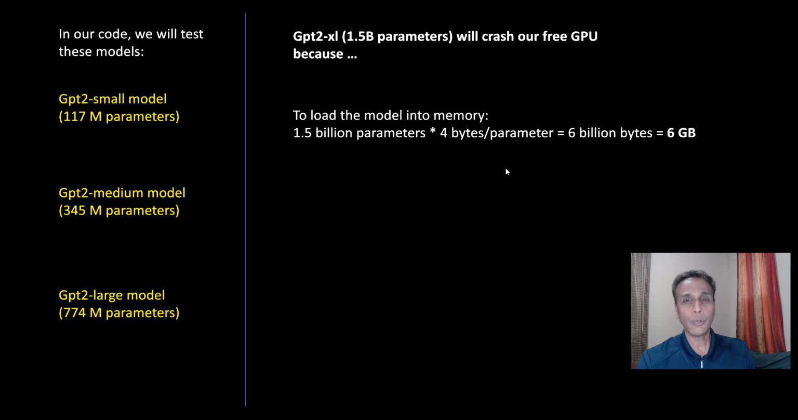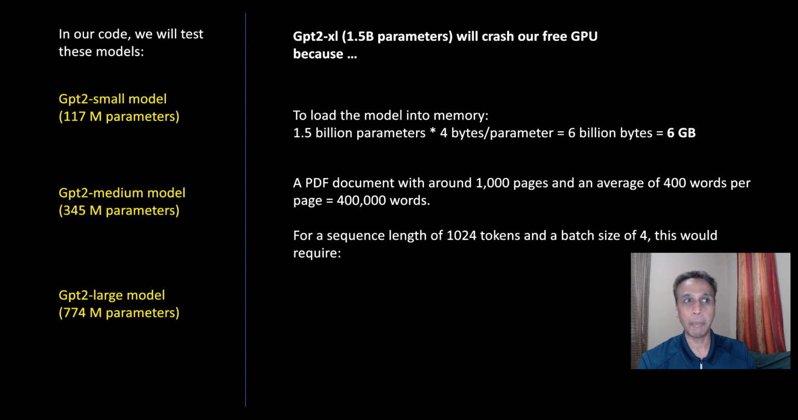Why? Let's do quick math because I know you love it. To load the model, let's say we have 1.5 billion parameters, right? 1.55 or so in GPT-2 XL. So 1.5 billion parameters at 4 bytes per parameter means there are 6 billion bytes, which is nothing but 6 GB. That is the amount of RAM that you need, at least, to load the model. Just to load, not to do anything with it. So 6 GB is the bare minimum.